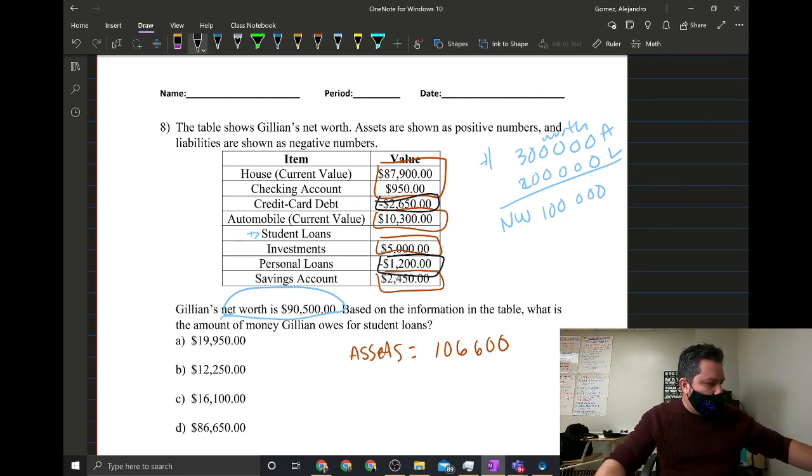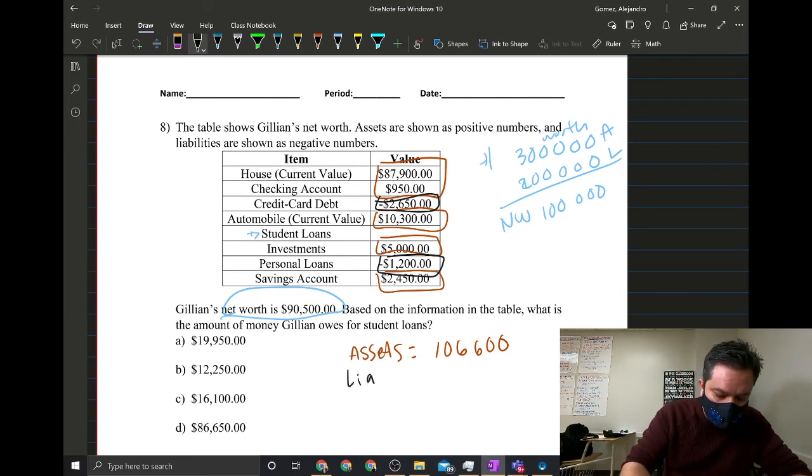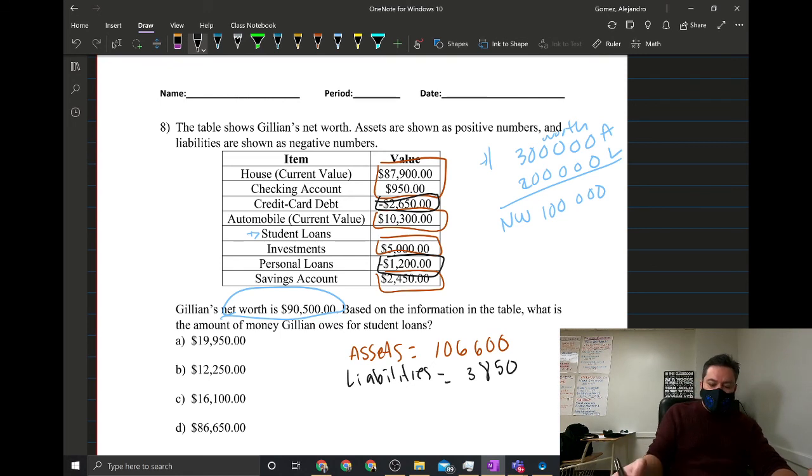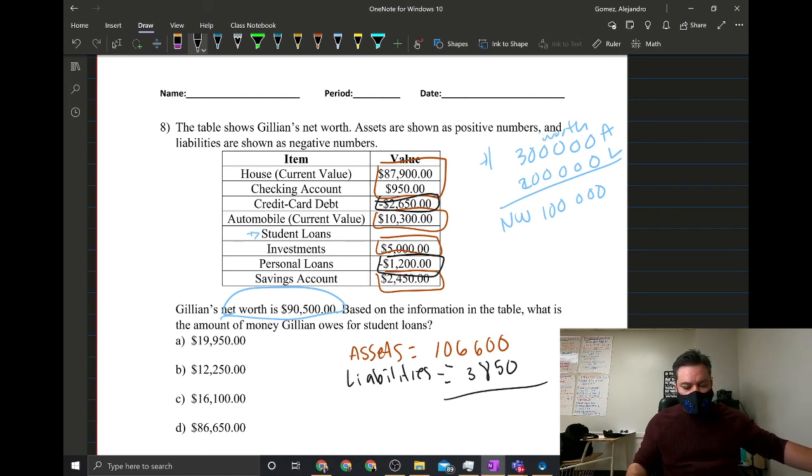Okay, now my liabilities, I'm going to do the same thing. So I have $2,650 plus $1,200. When I add those two negative numbers, my liabilities is going to be $3,850. Okay? Now to find the net worth from that, all I've got to do is subtract those two numbers. So if I subtract 106,600 minus 3,850, I get 102,750.